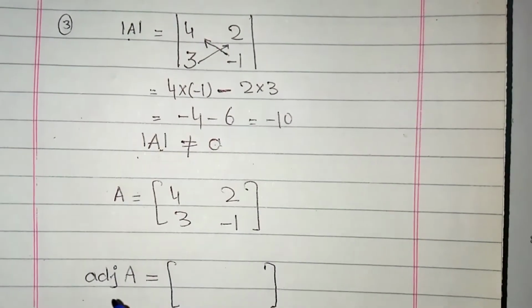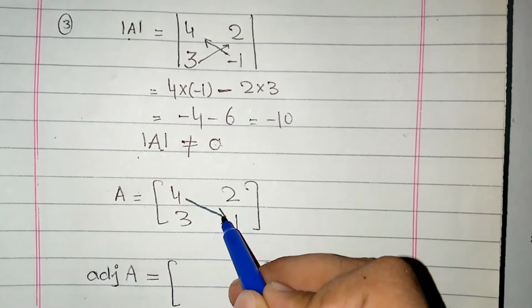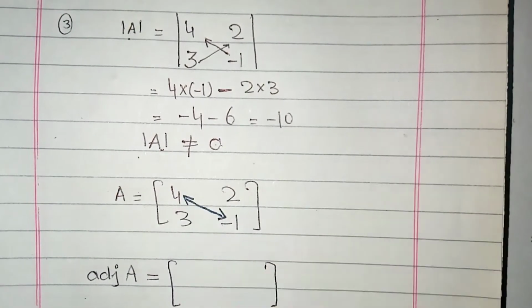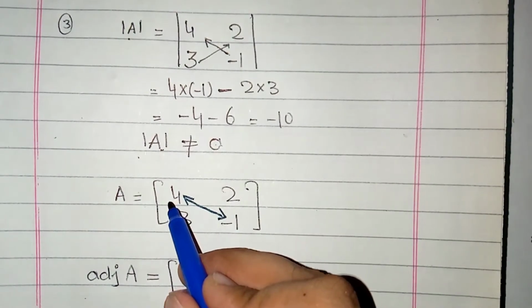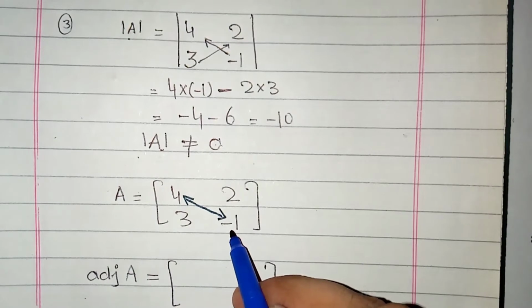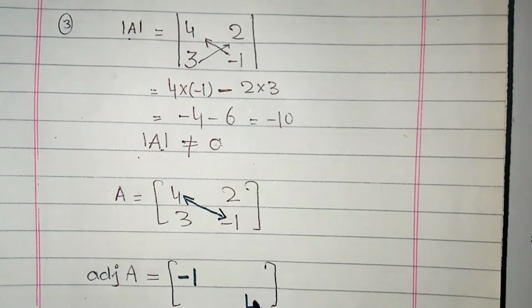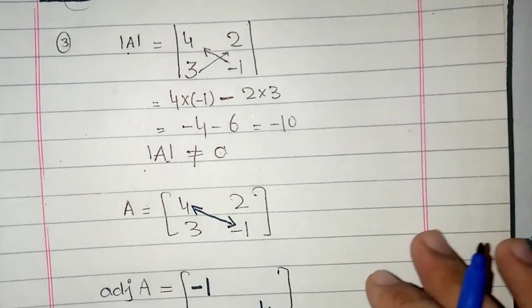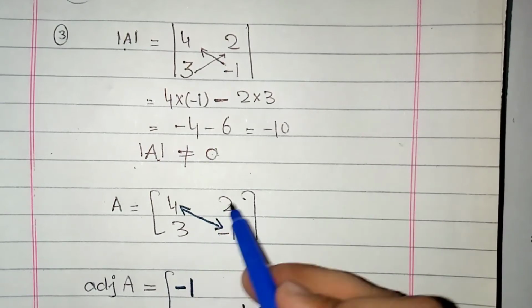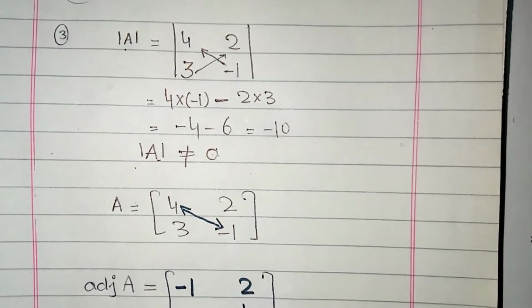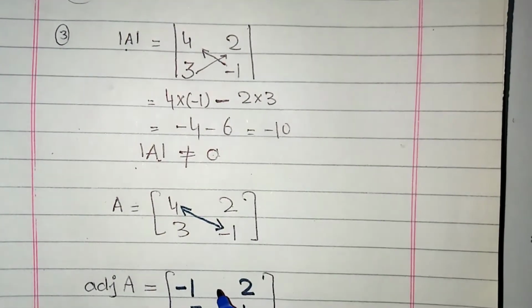So to find the adjoint of A, you have to interchange this diagonal, meaning negative 1 is in the place of positive 4 and positive 4 is in the place of negative 1. So here I write negative 1 and here I write positive 4. The two numbers of the other diagonal are written as they are, but their signs will be changed.